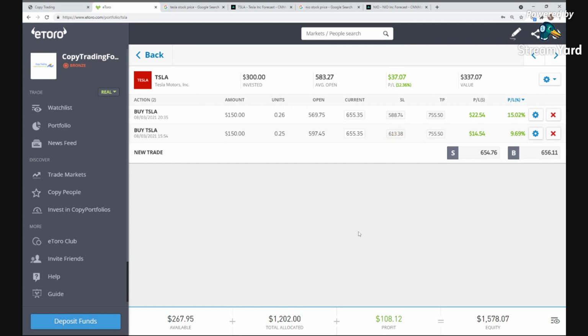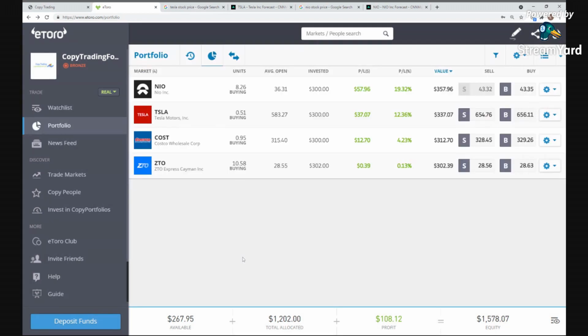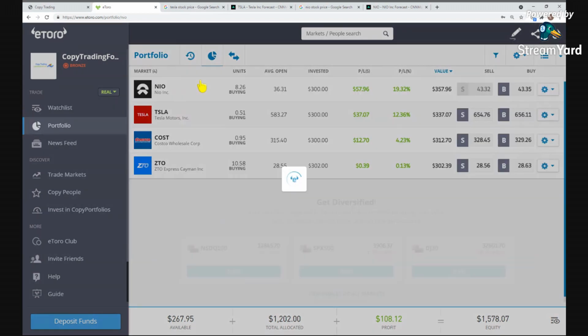I'm happy that I'm not going to lose any money, and I'm going to gain that 2 or 3%, but I've got a good chance of gaining that higher percentage for my swing trade. So let's go to Neo. I do exactly the same thing.